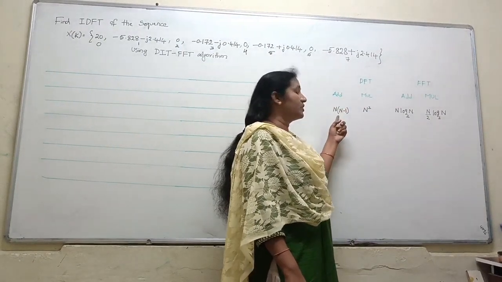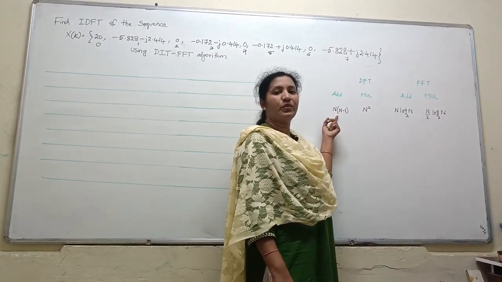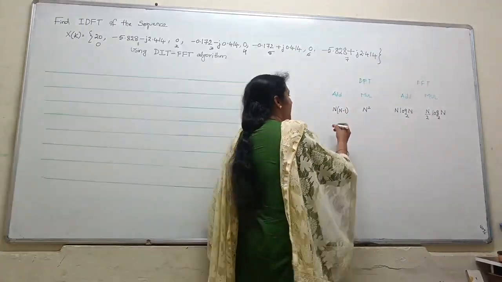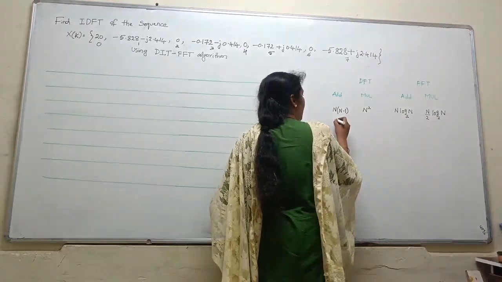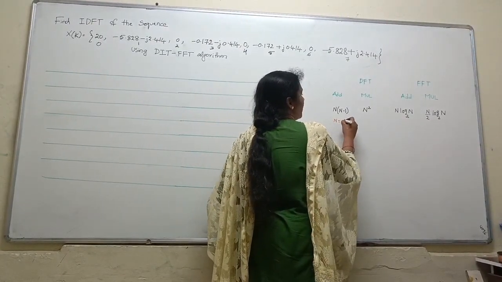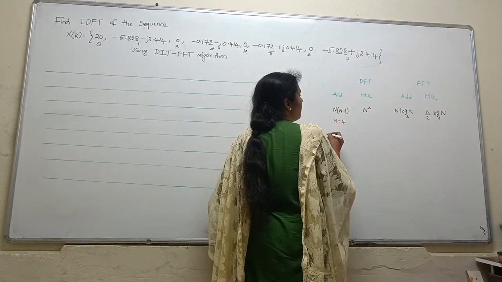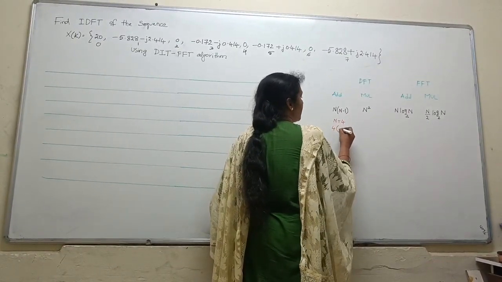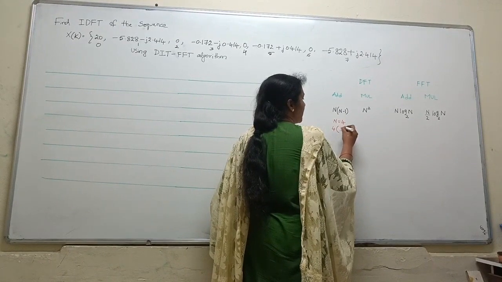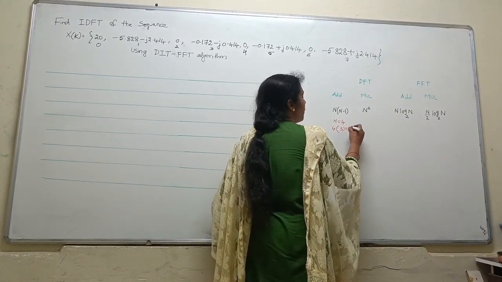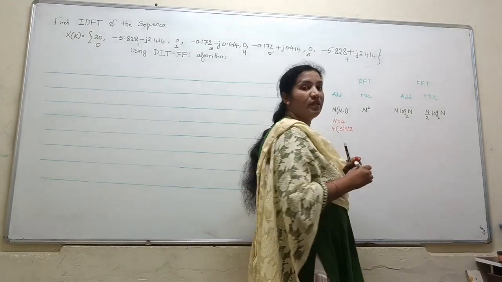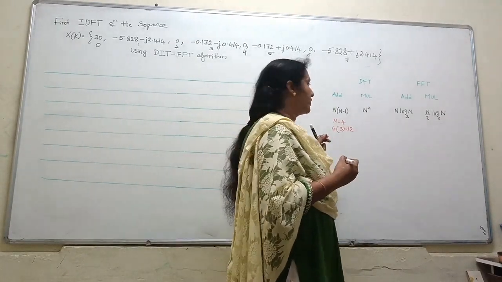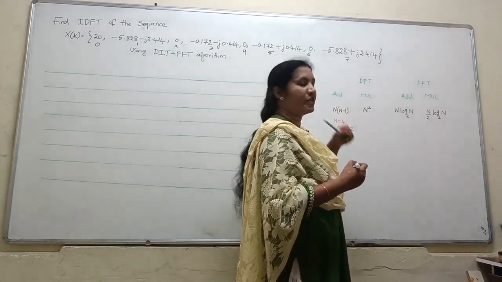If you look into this, the formula is given by n into n minus 1. That means take one example, n is equal to 4 point DFT. See how many additions are required. So 4 into n minus 1, that means 4 minus 1, that is 3. So it requires 12 operations. So 12 additions you need to perform to complete one DFT operation.